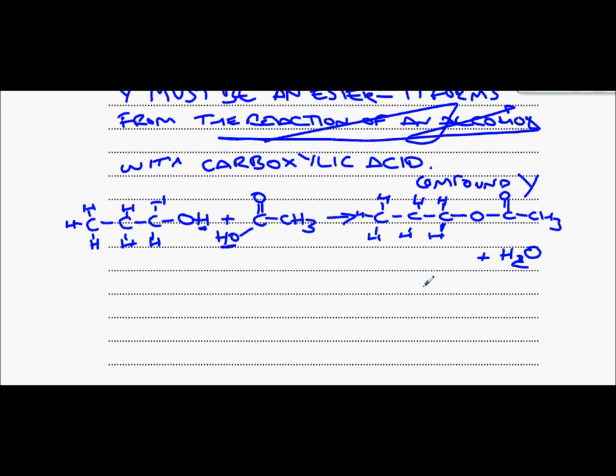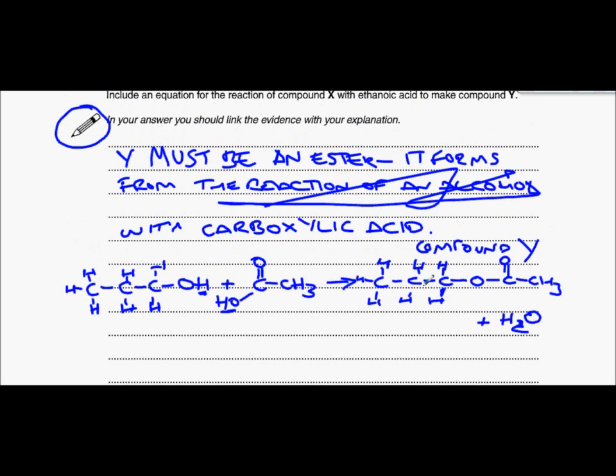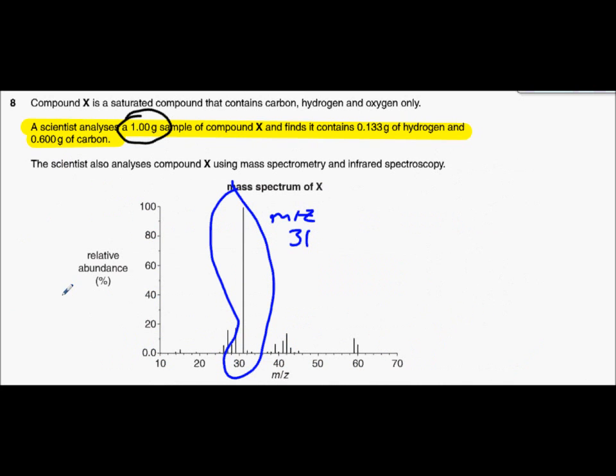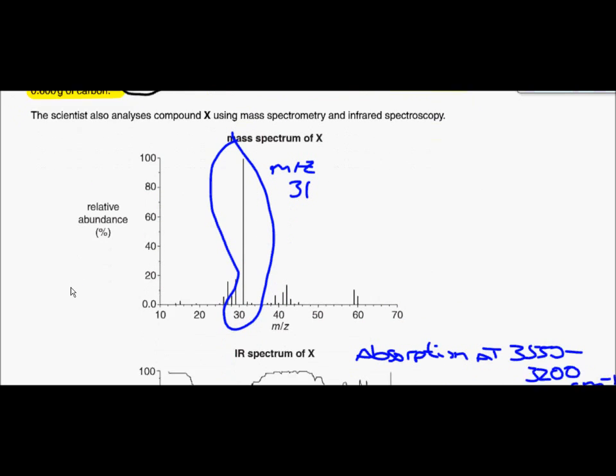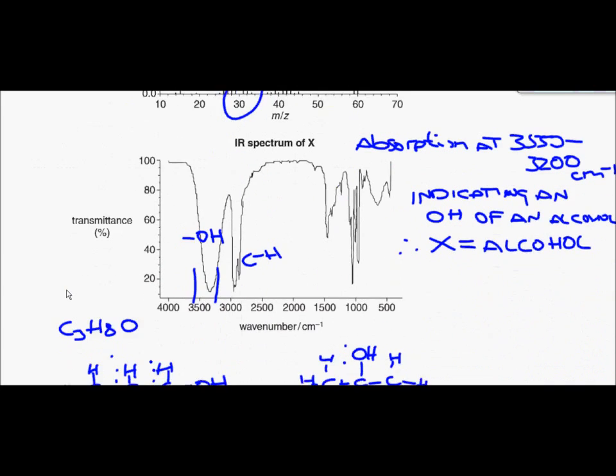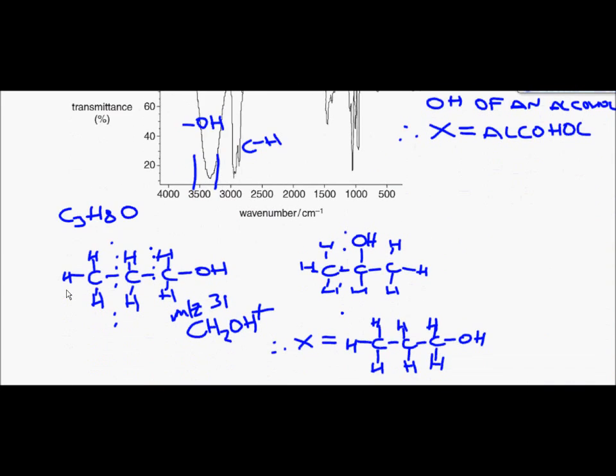You didn't have to name it in this question. You've stated that Y must be an ester because it forms from the reaction of a carboxylic acid and an alcohol. And you've used each piece of information from here. You've worked out your empirical formula. You've used your mass spec for 2 marks. You've got your absorption, and you've got your isomers in your fragment, so that you've identified X as well. So all that together gives you your 10 marks.